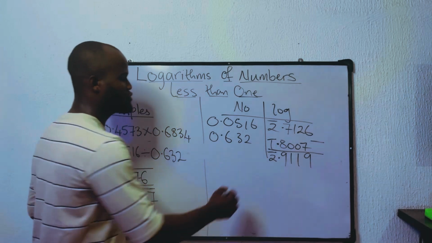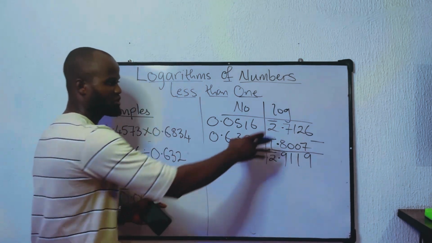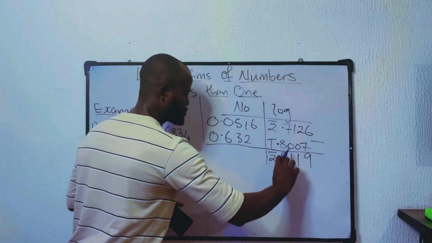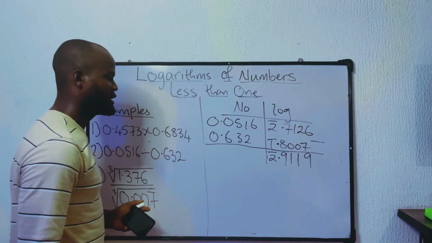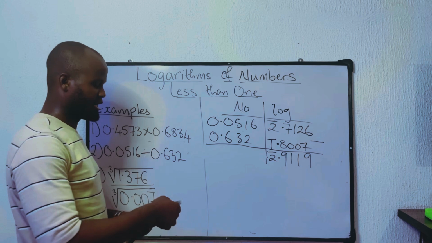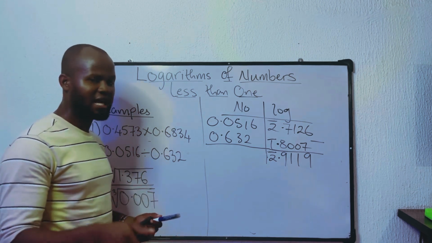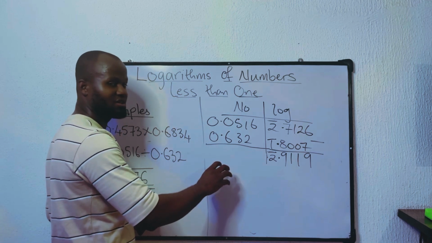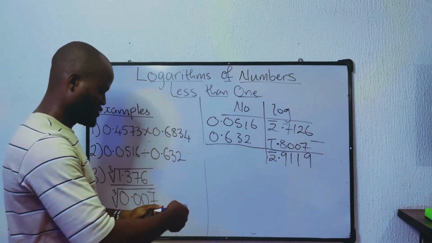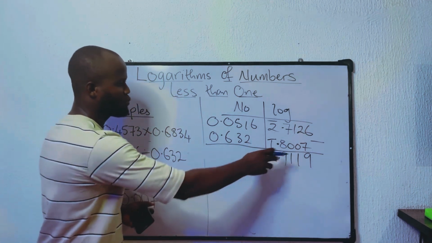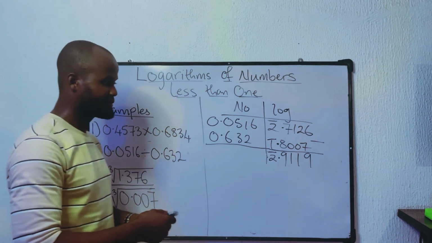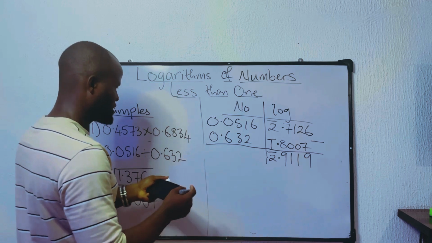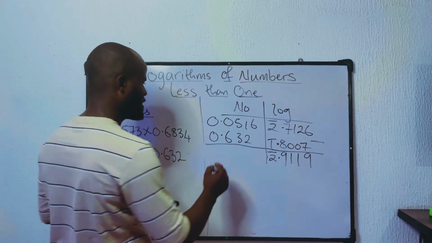2.9119. So we're going to now look for the antilog because we're done with this operation. So we look for the antilog of bar 2.9119. What we're looking for right now is the antilog of 0.9119, and then the bar 2 determines how many zeros before the first digit. So let's look for the antilog of 0.9119. The antilog of 0.9119 gives us 8.164.